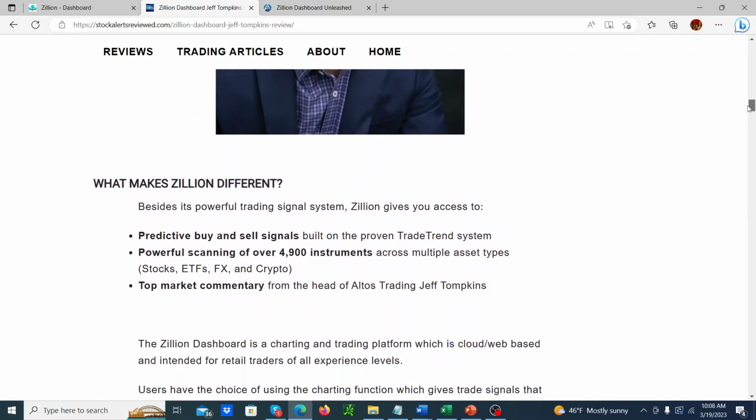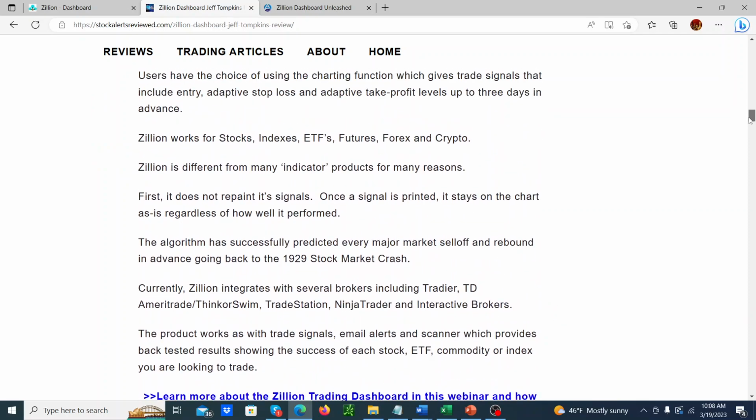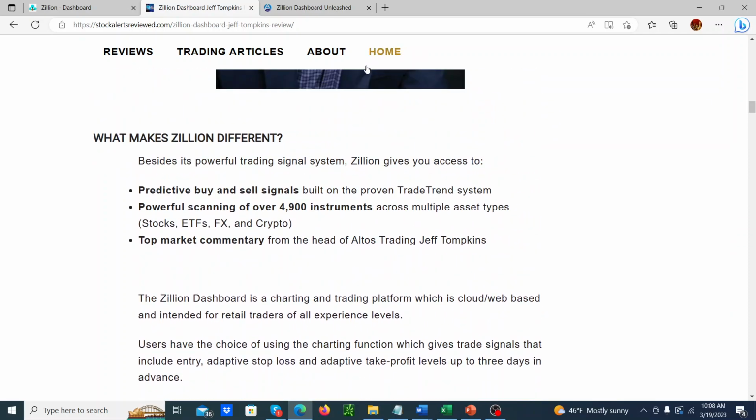So to give you a high-level overview of what the Zillion software really is, it's basically a swing trading system. So you can scan for stocks and you have these buy and sell signals, which they call their trade trend system. And then there's also some market commentary and predictions and analysis all in one place.